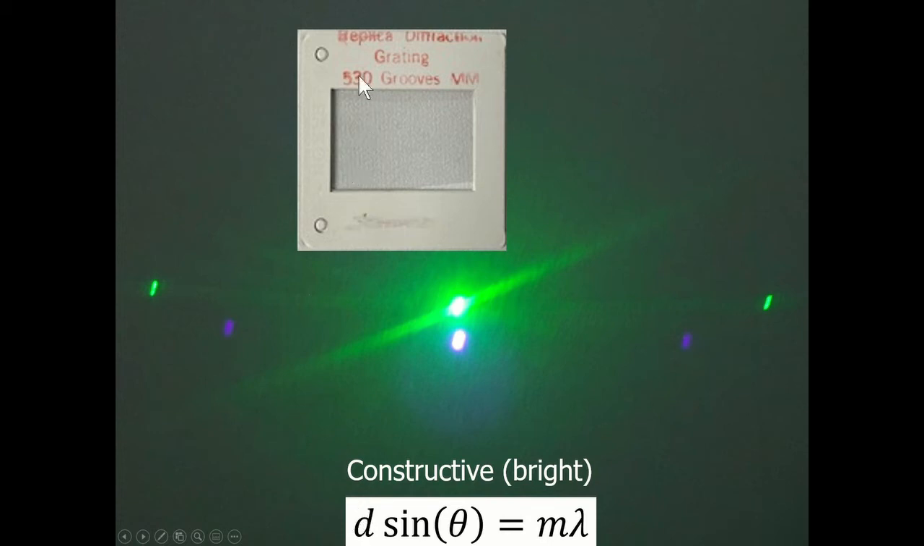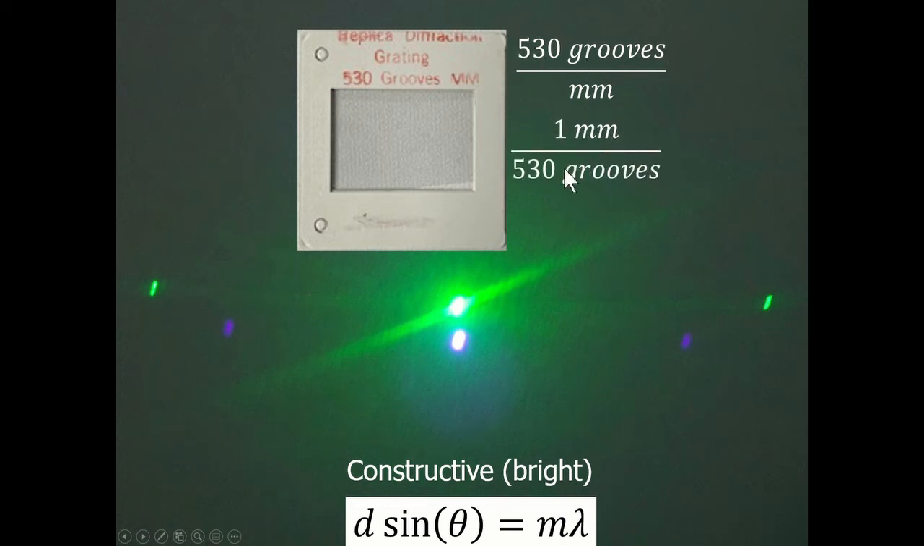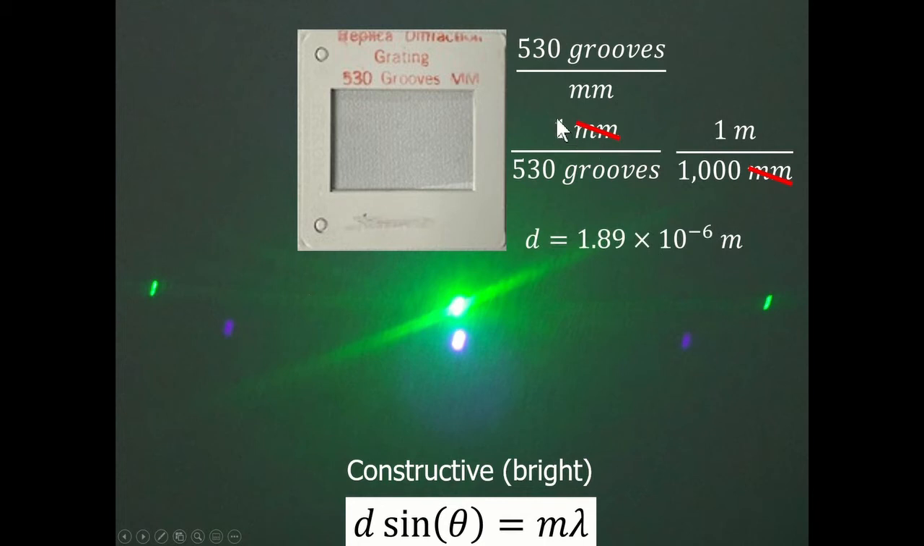Now we need to find d here. It said this was 530 grooves per millimeter. Well, we can just take the reciprocal of that and we would get millimeters per groove. We usually like to keep things in MKS notation. So we're going to say 1 meter is the same thing as 1,000 millimeters. And then if I just take that, divide by this and that, this would be the distance between any two grooves, the d in our equation. So not quite 2 micrometers.